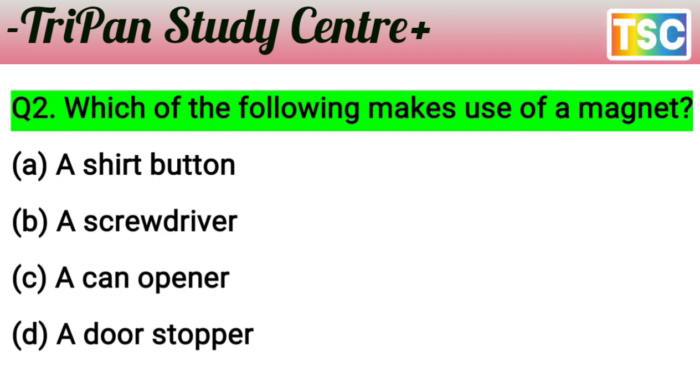C, a can opener, no way. A can opener does not use a magnet here. So option D remains. A door stopper, yes, it is the correct answer. D option is correct. A door stopper makes use of a magnet. Option D is correct here.